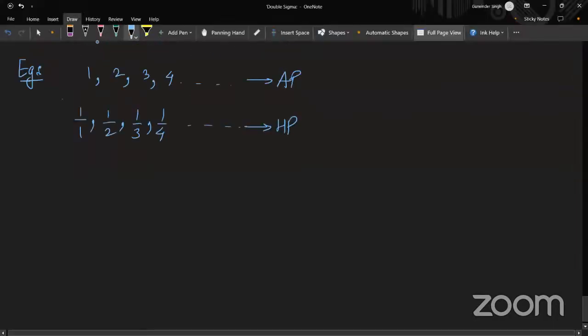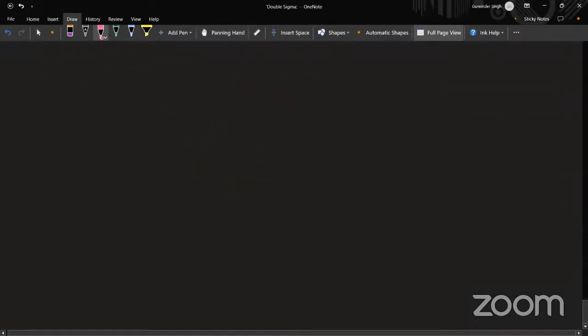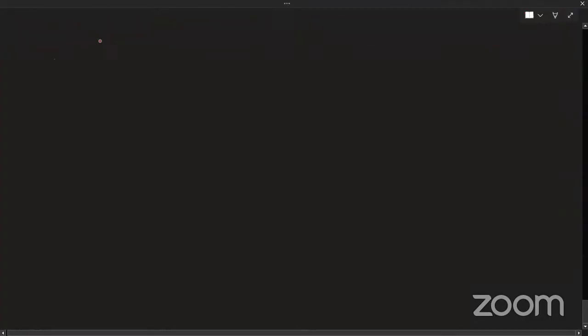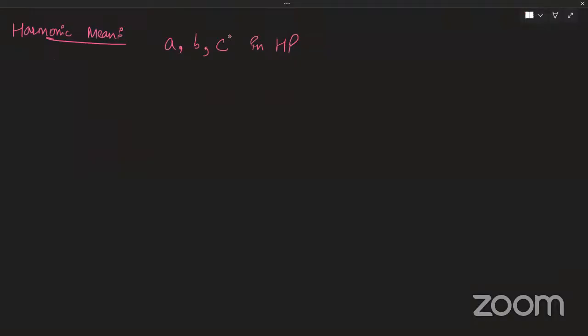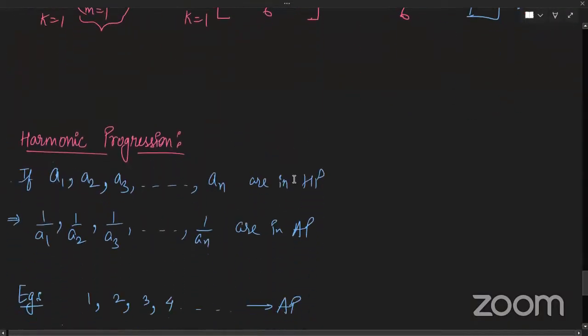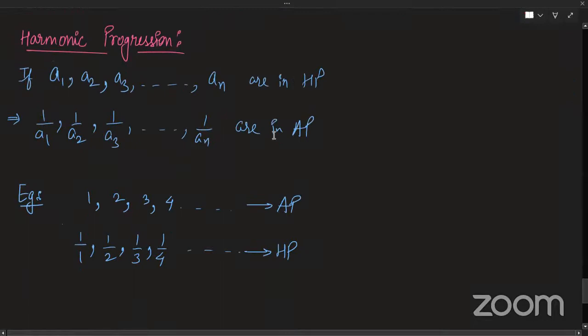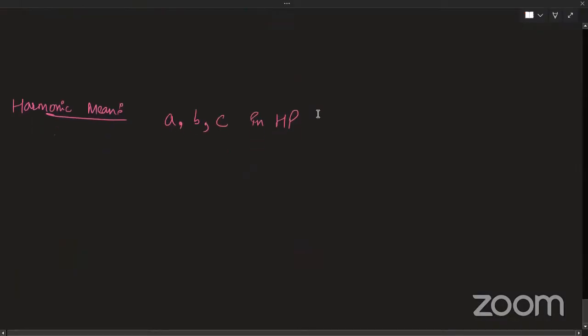It is really simple. Just one small thing to deal with: harmonic mean. So I'm assuming that A, B, C are 3 numbers in harmonic progression, so I would need to find the relation between these 3 numbers. Harmonic progression means the reciprocals of each of these are in arithmetic progression.